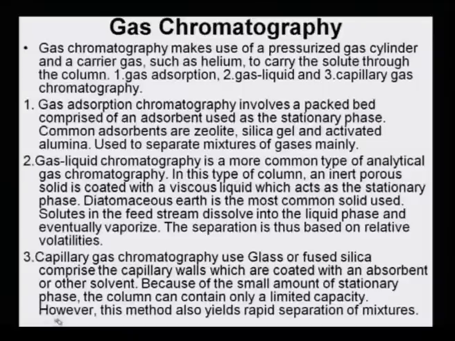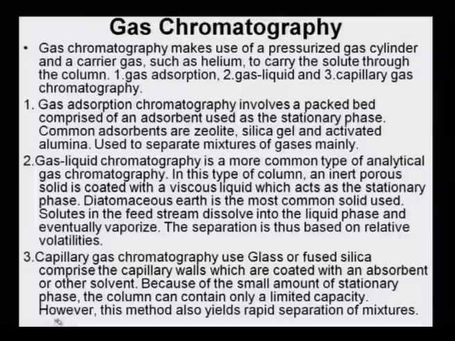Gas liquid chromatography is a more common type of analytical gas chromatography. In this type of column, an inert porous solid is coated with a viscous liquid which acts as a stationary phase. Diatomaceous earth is one of the most common solids used. Solutes in the feed stream dissolve into the liquid phase and eventually vaporize. The separation is thus based on relative volatilities or boiling points, we can say.